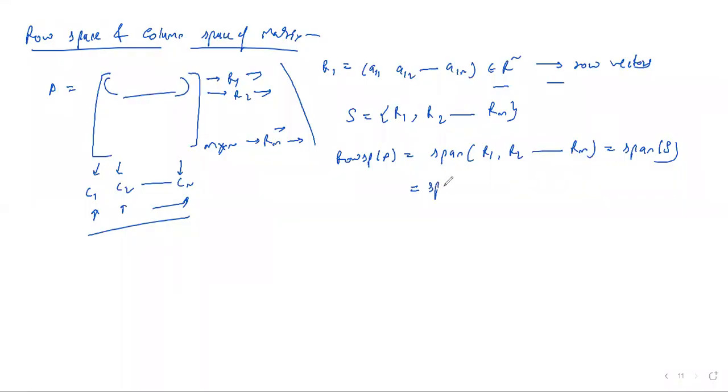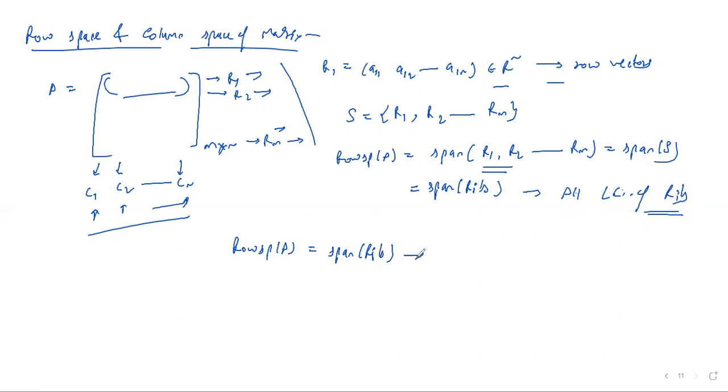So this is my span of the Ri's. Why are we writing it like this? What is the span? Span is all possible linear combinations. I am doing the same thing here, spanning all the rows. So this row space of A is defined as the span of the Ri's, all linear combinations of the row vectors.